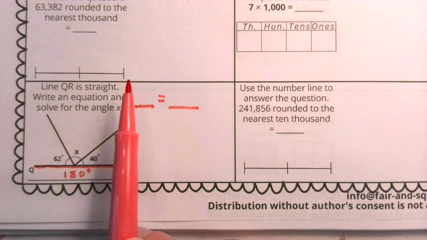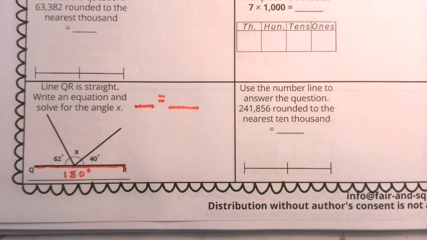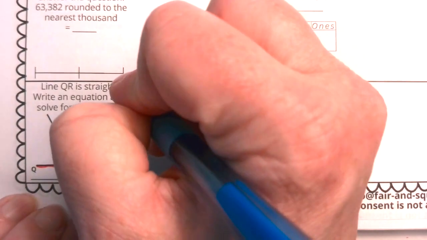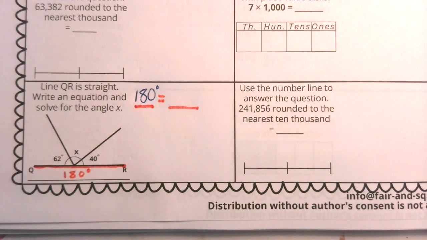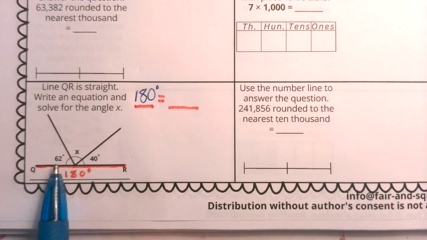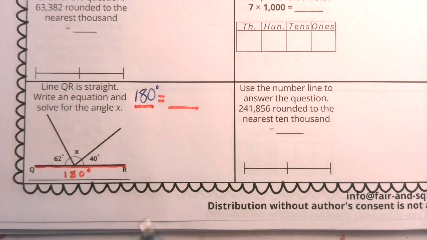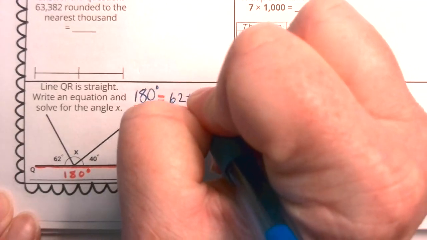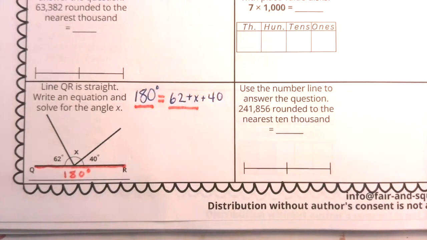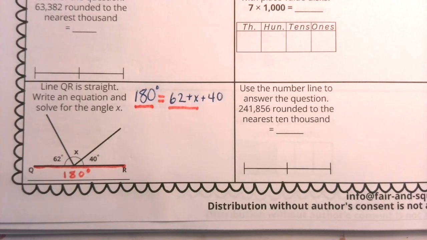Well, what am I going to have over here? I'm going to have the number of degrees that a straight angle has. Well, a straight angle has 180 degrees. And I know that that's going to be equal to 62 plus x plus 40. So let's go ahead and write that, 62 plus x plus 40. We've made an equation. But now I have to actually solve for x. So let's continue this equation.